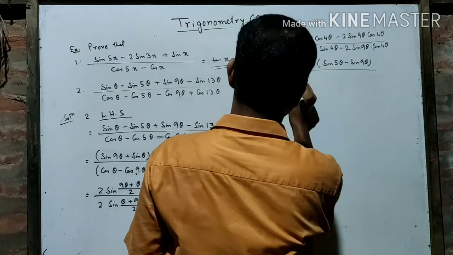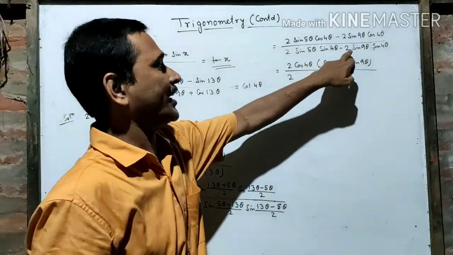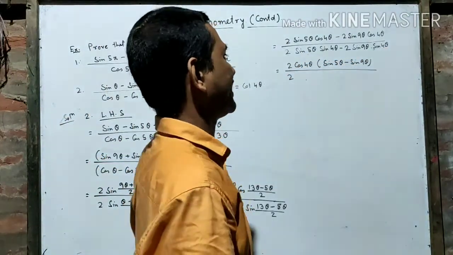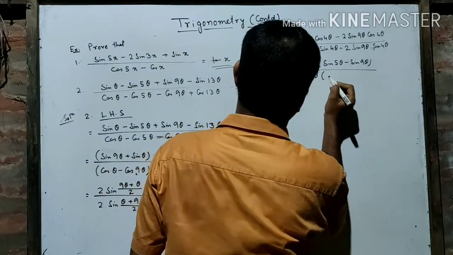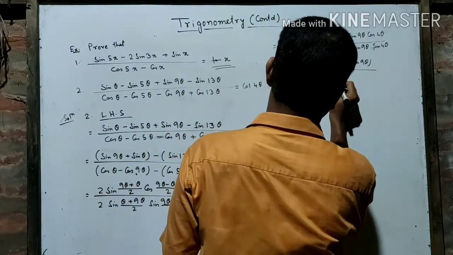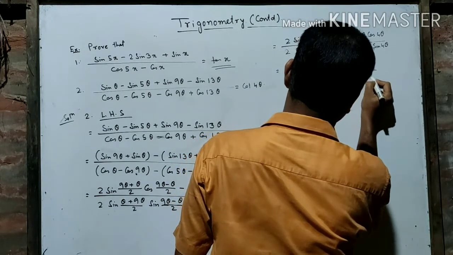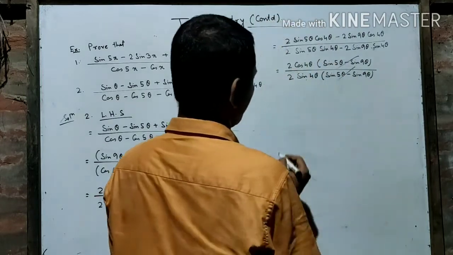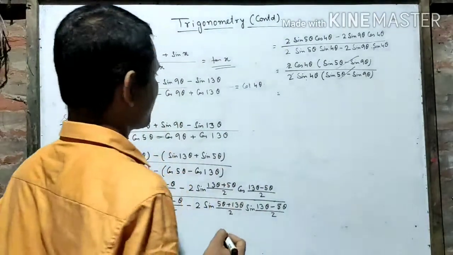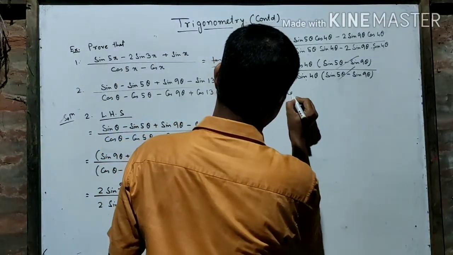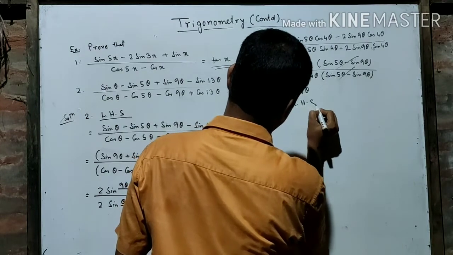9 theta. In the denominator there are 2 sin 5 theta into sin 4 theta and 2 sin 9 theta into sin 4 theta. We take 2 sin 4 theta common, and in the bracket there will be left sin 5 theta minus sin 9 theta. These two terms are cancelled, these two are cancelled, and cos 4 theta by sin 4 theta is cot 4 theta, which is our right hand side.